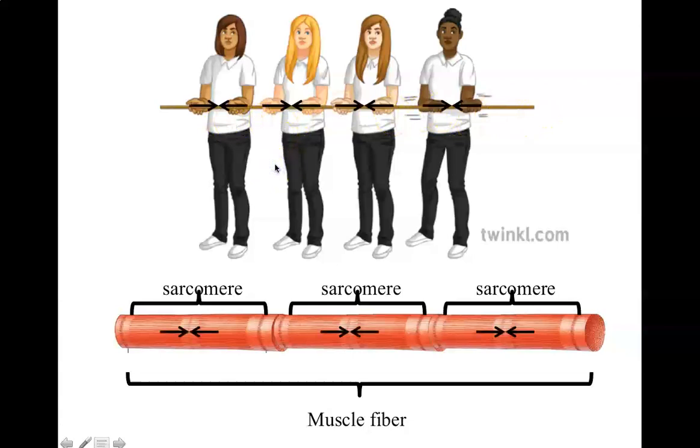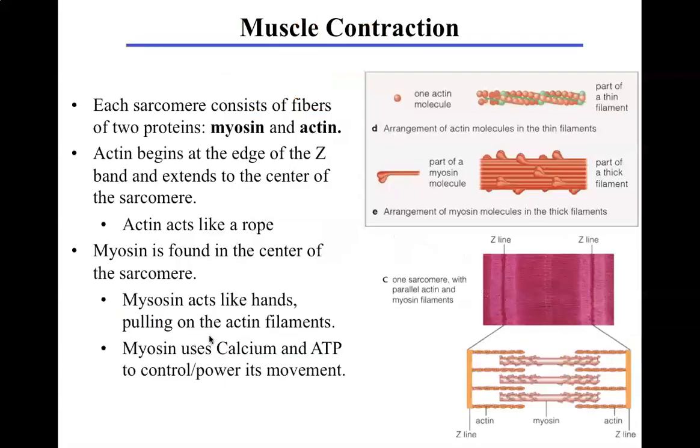There they are. So they move their hands together, and the end result would be that overall the rope would get shorter. So that's what happens with a muscle fiber. The muscle fiber is like the rope, and each sarcomere functions like two hands squeezing so that it gets shorter. I think that should make sense by now. I've repeated it like 50 times.